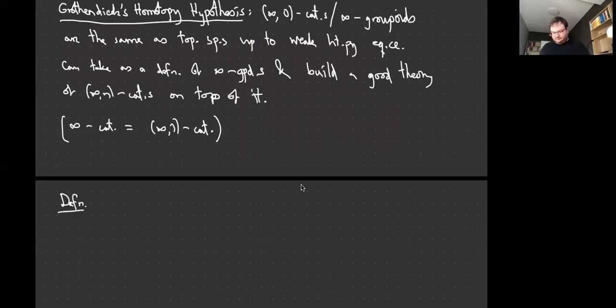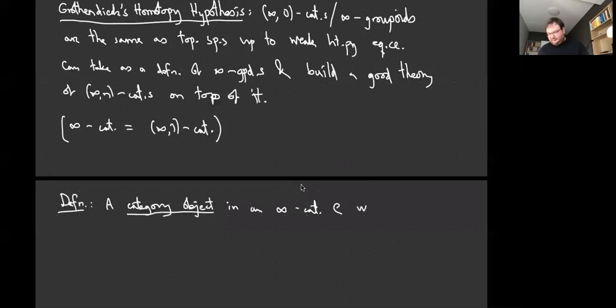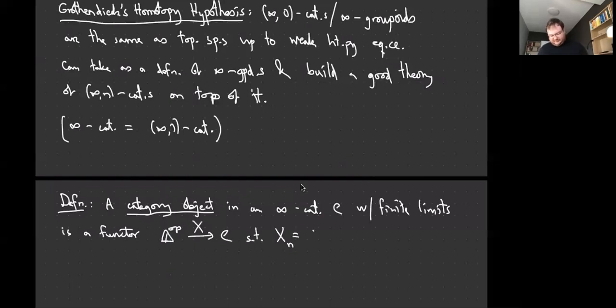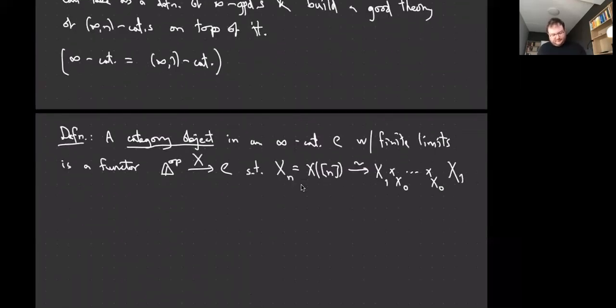So I can make the following general definition of a category object in an infinity category C with finite limits: it is a simplicial object, so a functor Delta^op into C, say X, such that X_n, the value at the bracket n, is equivalent to an iterated fiber product of copies of X_1 and X_0 via the maps in Delta.